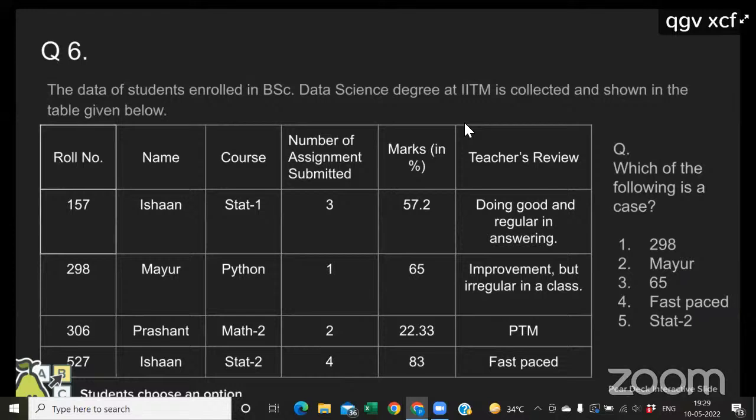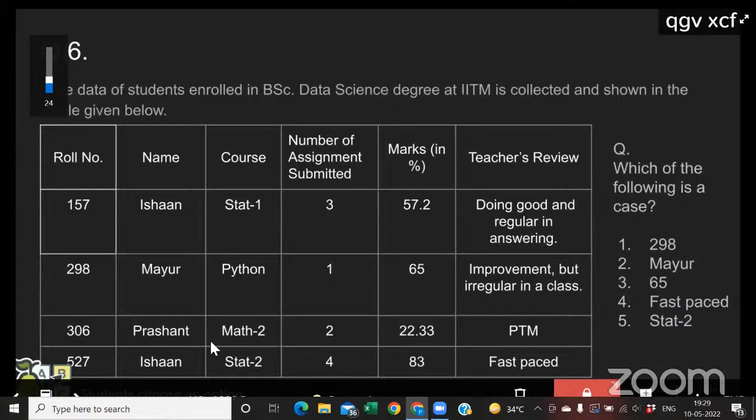Got it? So for descriptive statistics, we don't make conclusions based on something. We don't make conclusions about the entire population.